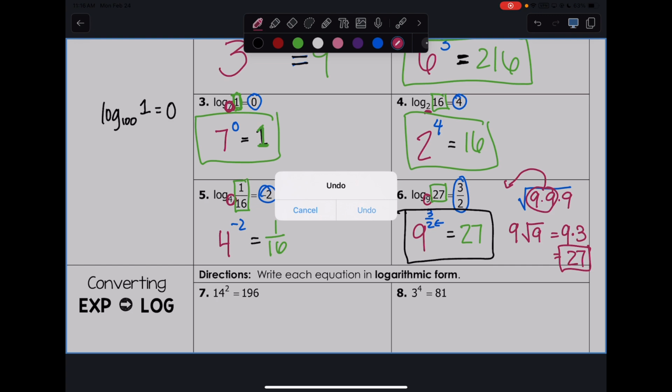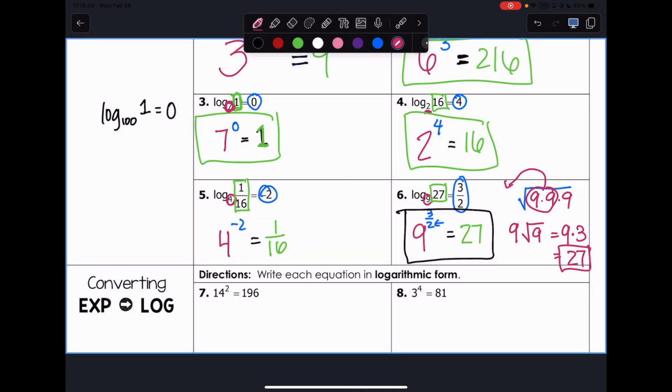Okay, let's try this one. 4 to the negative second power. That means you take the reciprocal of the base and then raise it to the second power, positive, right? Then that would equal 1 over 16. And it's exactly the same, right?